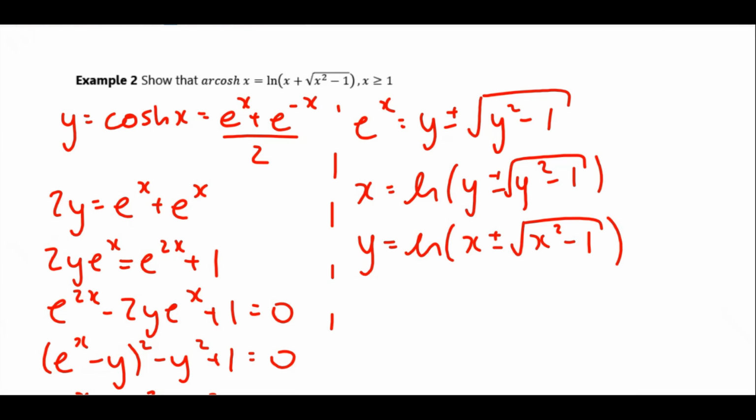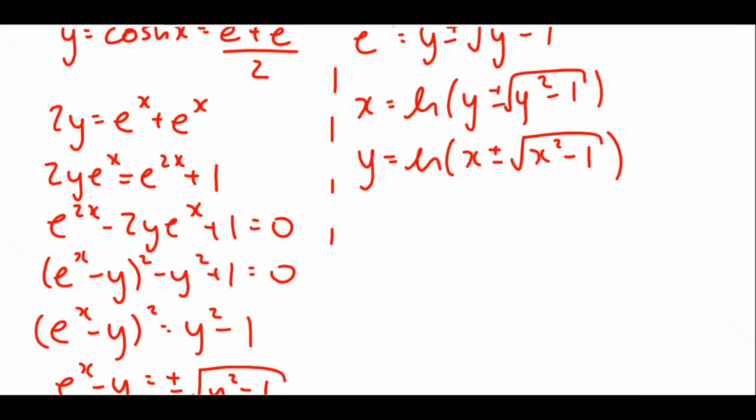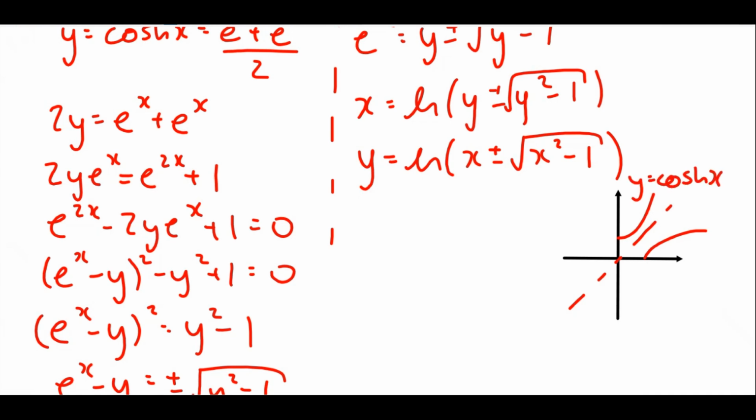But the problem that we have here is we've still got that plus or minus in there. This time it's because of the fact that cosh x isn't one-to-one. So remember what cosh x looks like and arcosh x looks like. We restricted the domain so that cosh x looked like this one and arcosh x looks like this one.